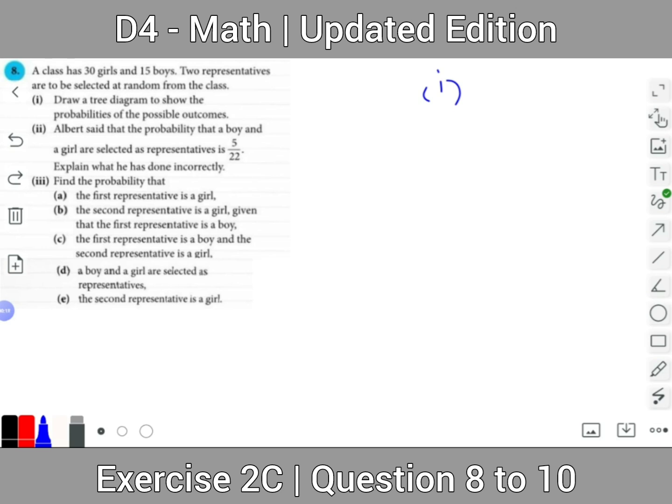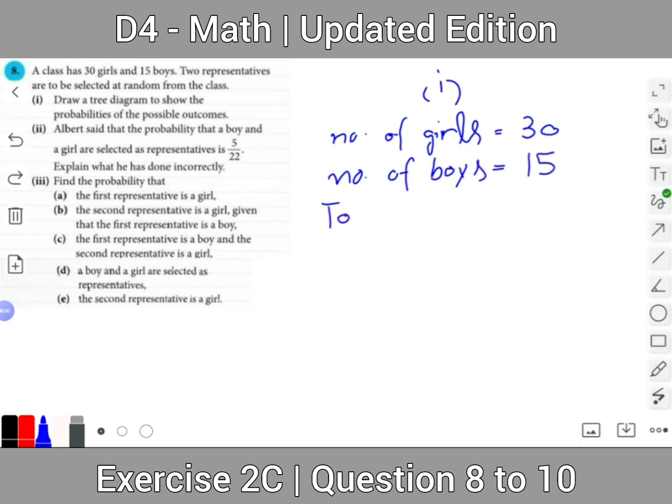So, first we will see we have number of girls is equal to 30, number of boys is equal to 15. So the total number of students will be equal to 30 plus 15 is equal to 45.